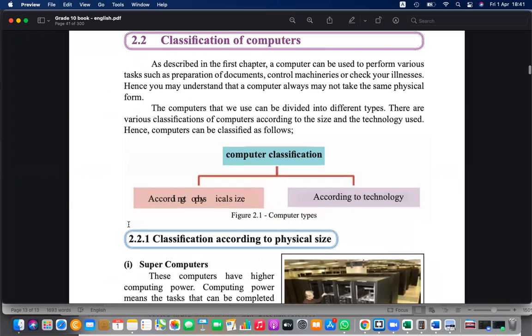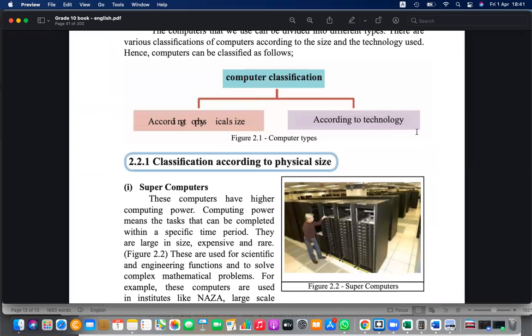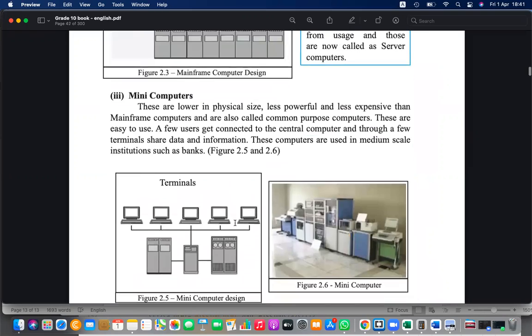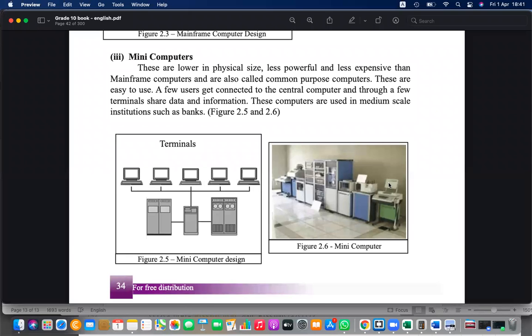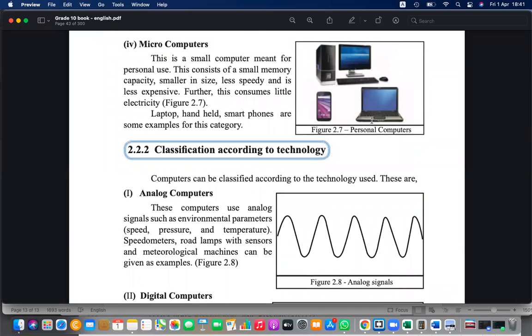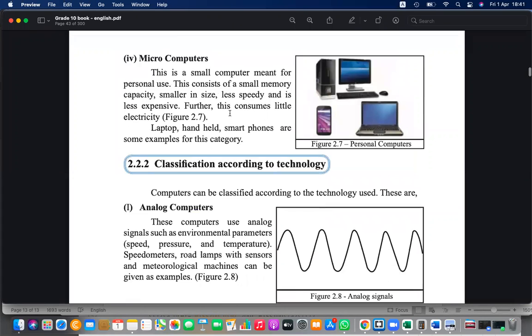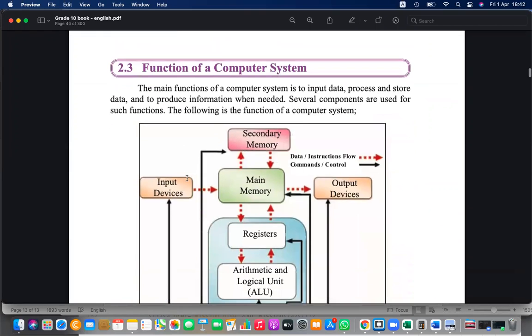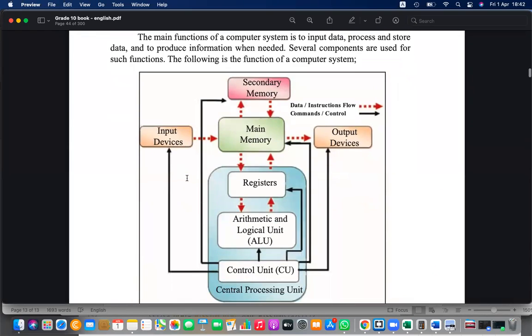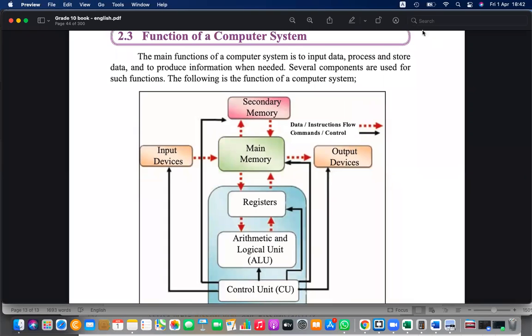Then we learned about the classification. We learned analog computers, digital computers and hybrid computers according to the technology. According to the size: supercomputers, mainframes, minicomputers like workstations, especially used in gaming, small servers, then personal computers, microcomputers. Then the functionality of the computer system, which we have already discussed.